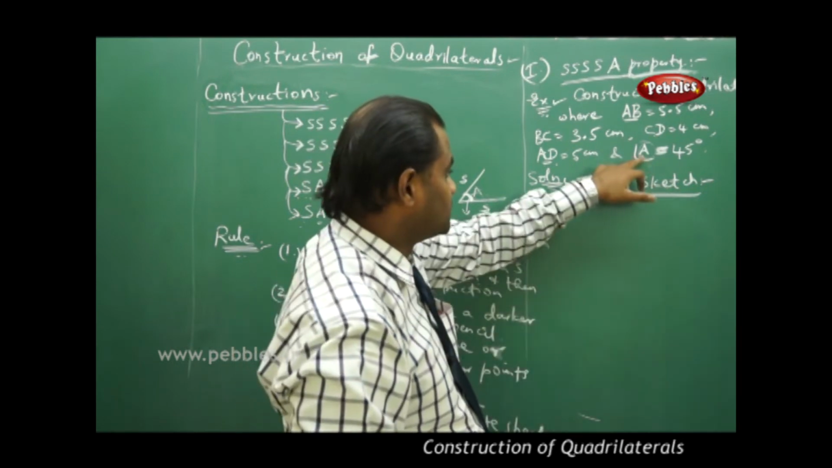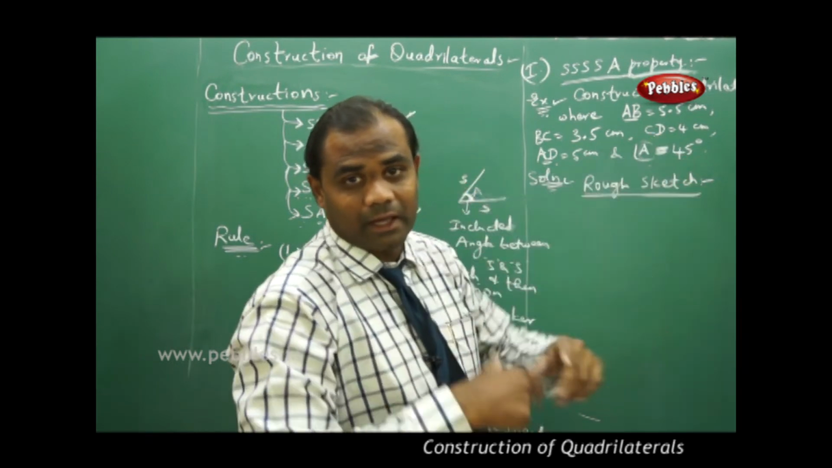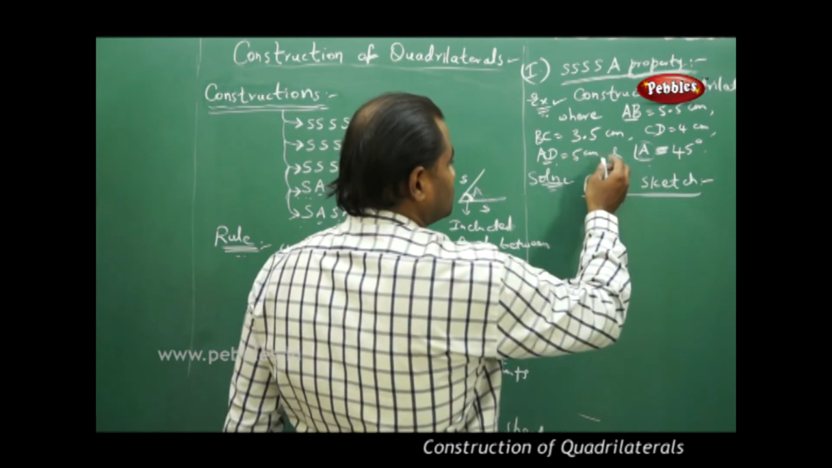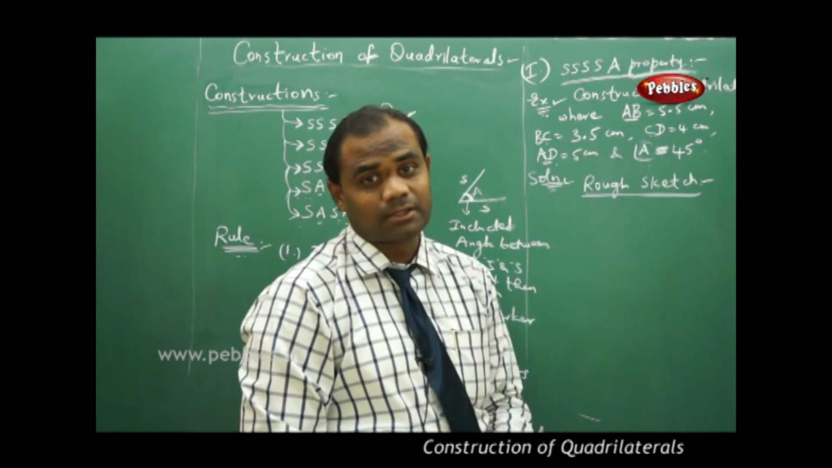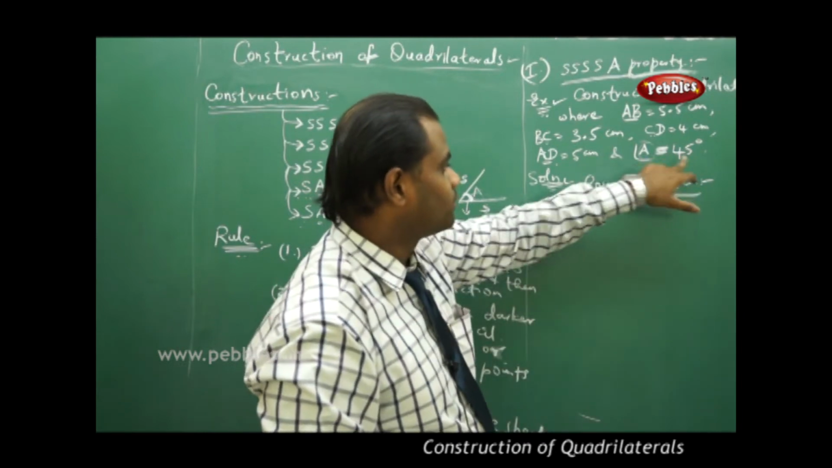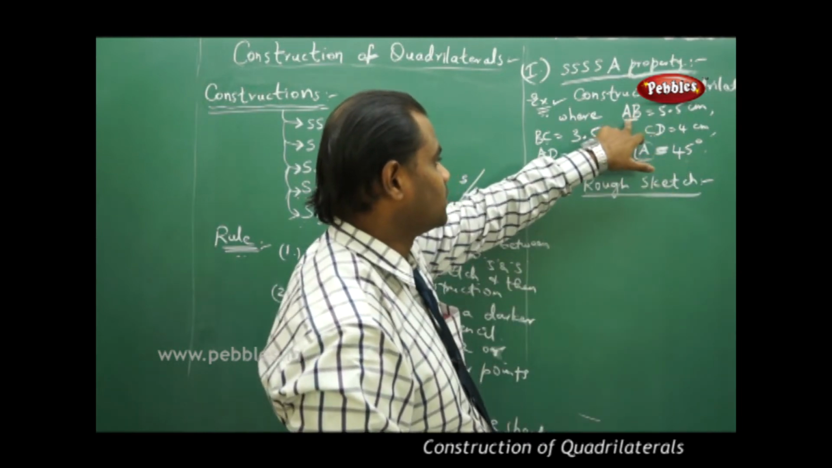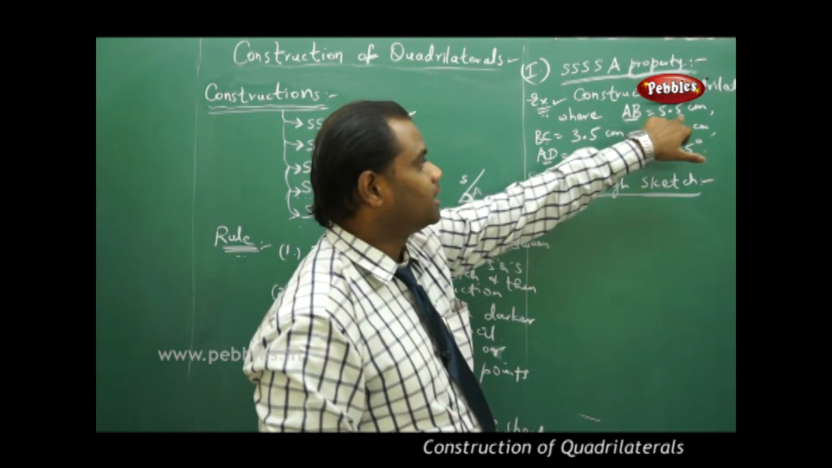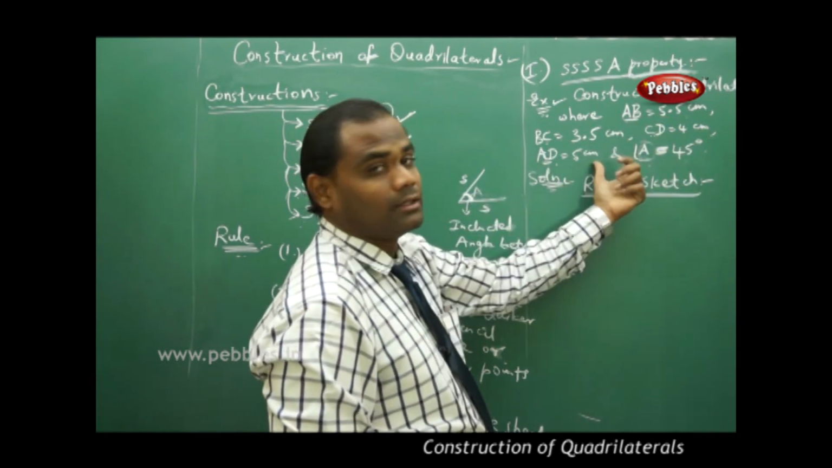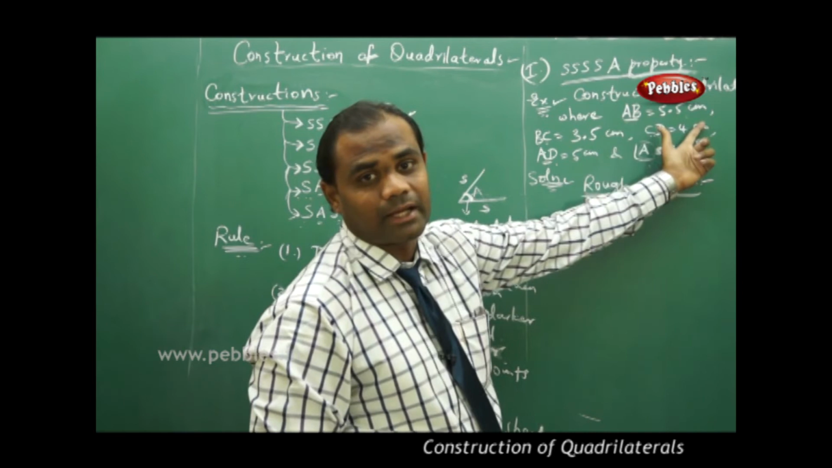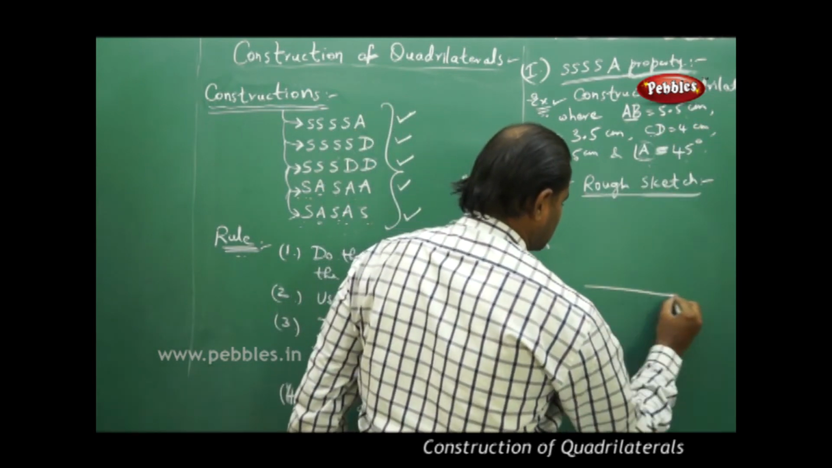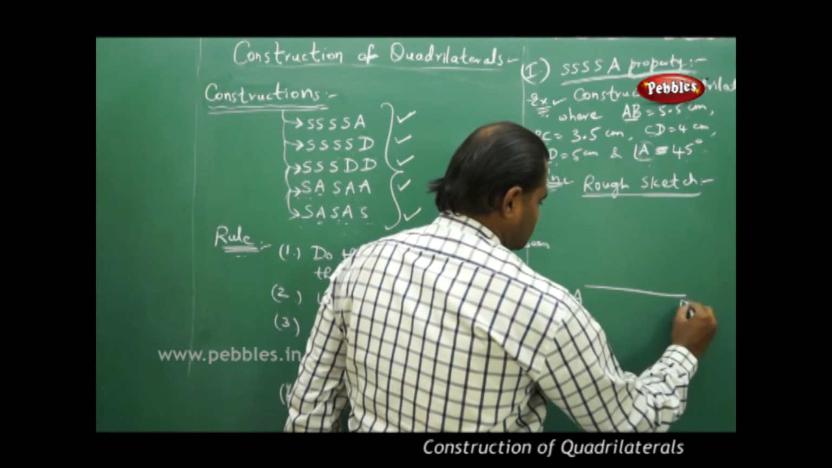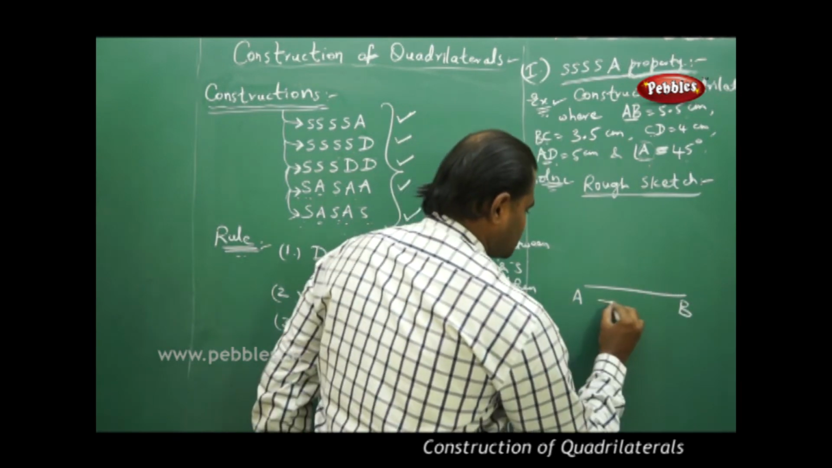I take the base which includes angle A. If I were given angle C, I would include that side which includes C, so I include either BC or CD as the base. Because here angle A is 45 degrees, I include the side which includes A. So I can take the base as either AB or AD. Let me take the side AB as the base.